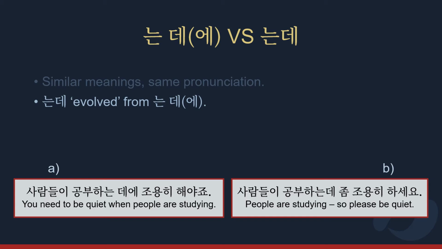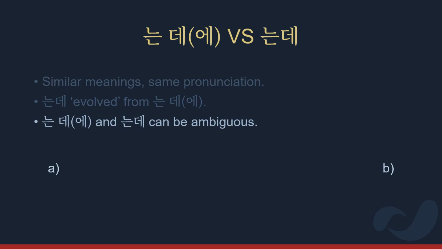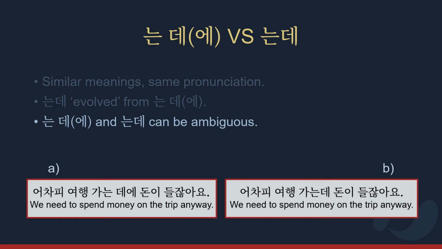Once again, in A, nun space there is used to represent the task or conditions at hand. That is, people studying is presented as the setting for the following information. In B, nunder is used to present the background circumstances. And here, people studying is presented as the background for the following information. At this point, the similarity between nun space there and nunder should be fairly intuitive. In fact, the two can appear to be the same thing even for native speakers.